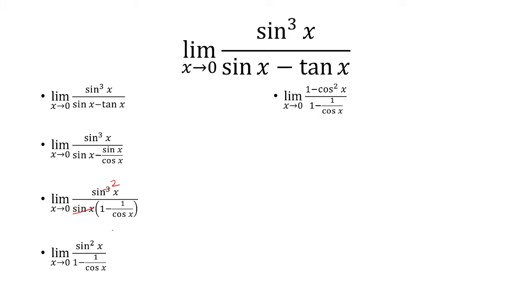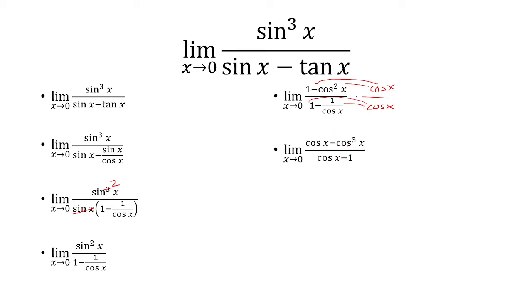From here, sine squared is just 1 minus cosine squared. And so this limit only depends on cosine. Next, we're going to multiply top and bottom by cosine. And we want to make sure we distribute this cosine to both the 1 and negative cosine squared, as well as the 1 and negative 1 over cosine.